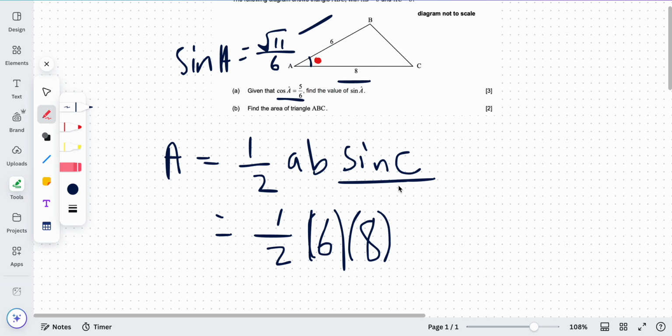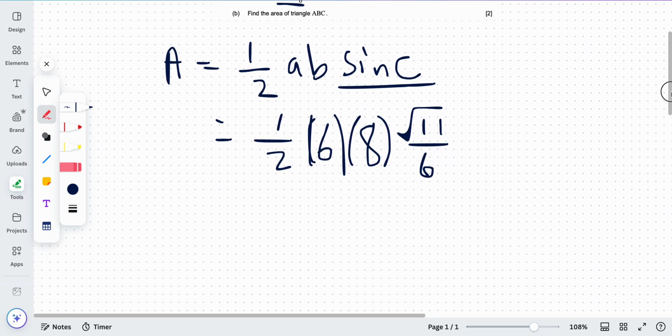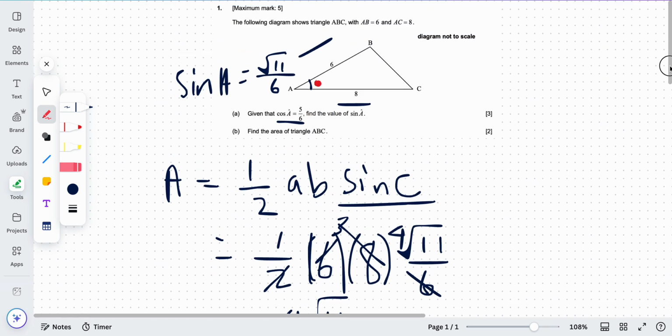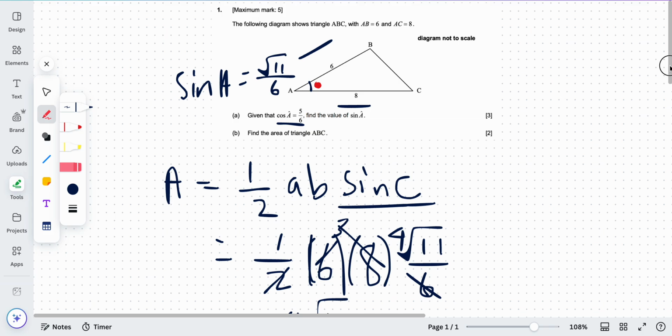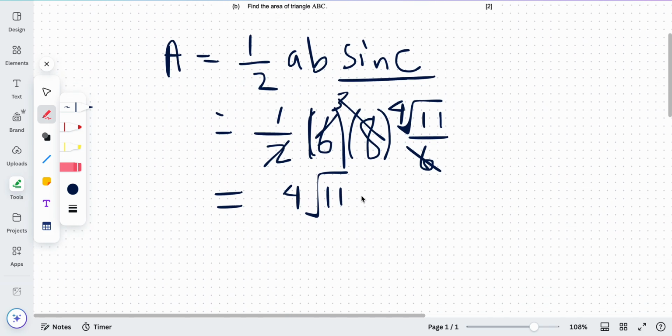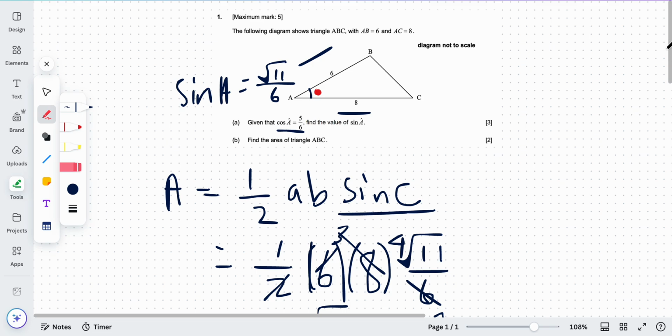And then it'd be root 11 over 6, and because this is paper 1, you can't just put it in your calculator. So after some simplifying, these two would make 24, which would cancel with 6, you get 4 here. And 1 times 4, so you get 4 root 11. And then they haven't given any units, but it would be good to write units squared, because it's area, so it'll always be squared.